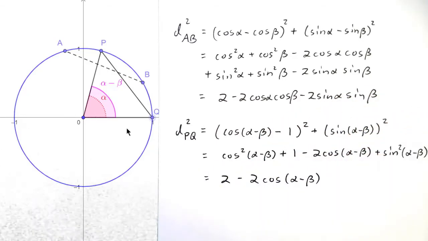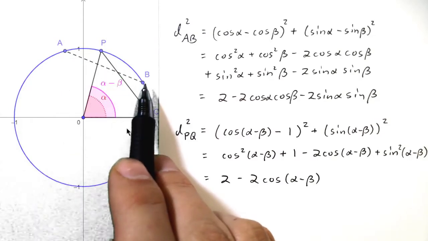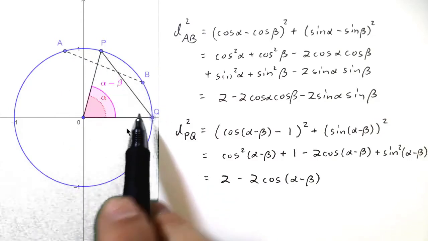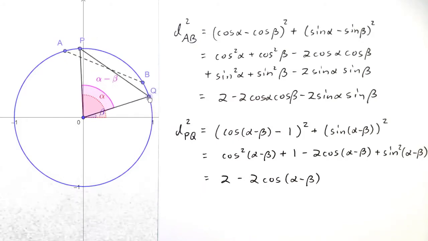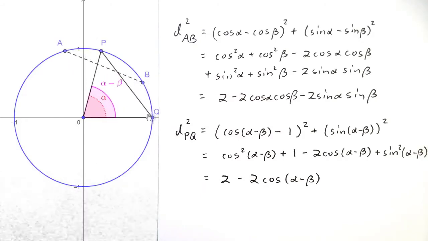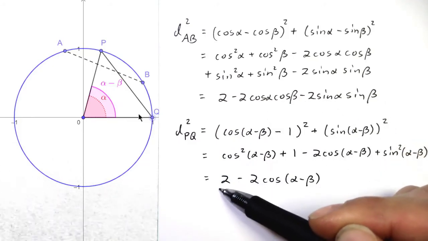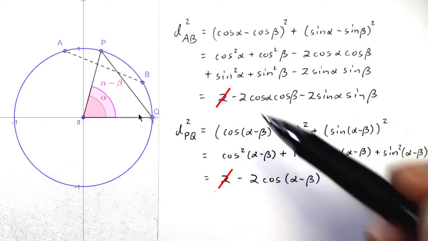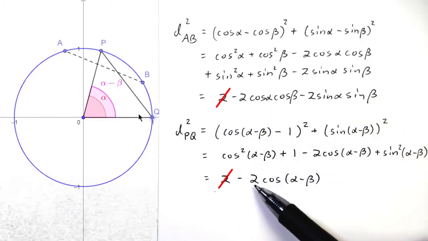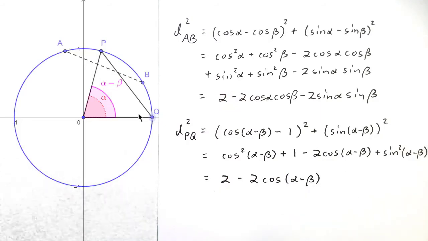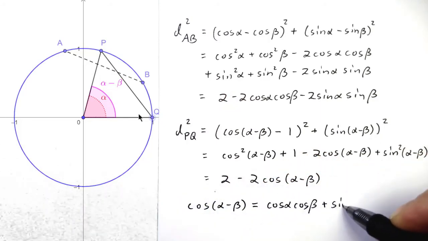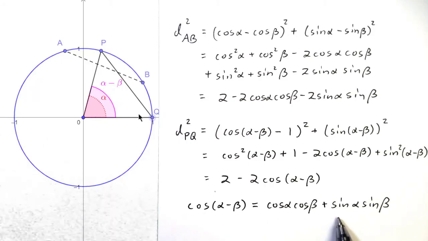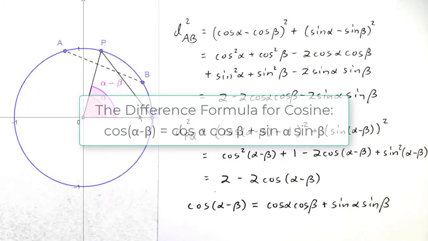Okay. Now, what did we say? We said the distance between A and B is the same as the distance between P and Q. And you saw that in the picture. As I rotated this, that distance did not change. And so these two quantities are equal. So I'm going to set them equal to each other. Now, if I set them equal to each other, I can subtract 2 from each side, and that kills the 2's. And then I can divide everything by negative 2. And what do I get left over? I get the formula that we were after, the difference formula for cosine.